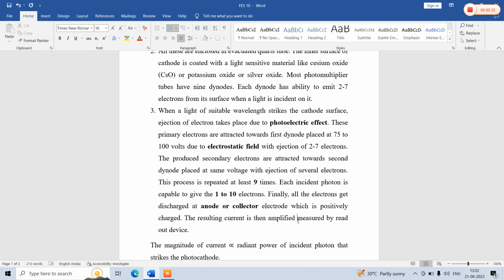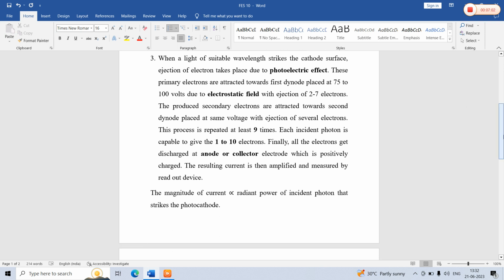The resulting current is then amplified and measured by the readout system. So the readout system is nothing but the combination of a computer control system, which is placed to measure the current in the form of a meter or digital signal. The magnitude of current is directly proportional to the radiant power of the incident photons that strike the photocathode. So this is the most important line here.